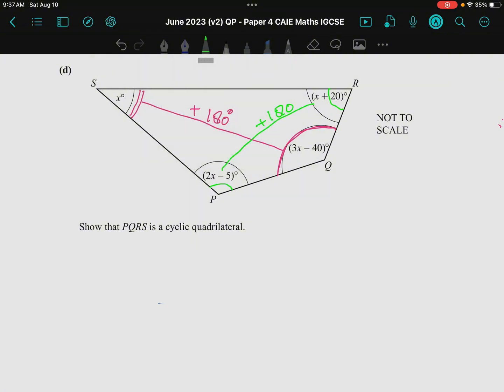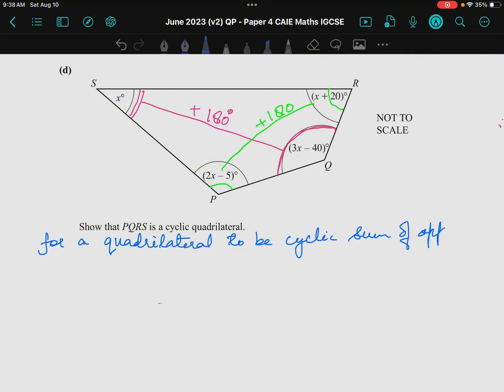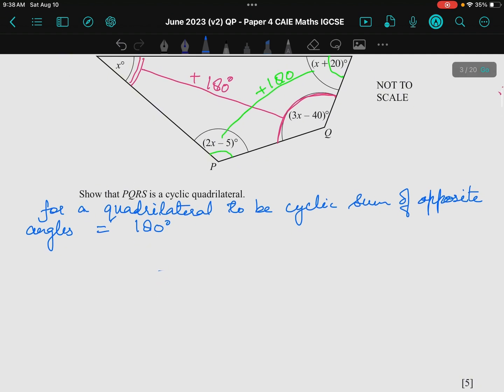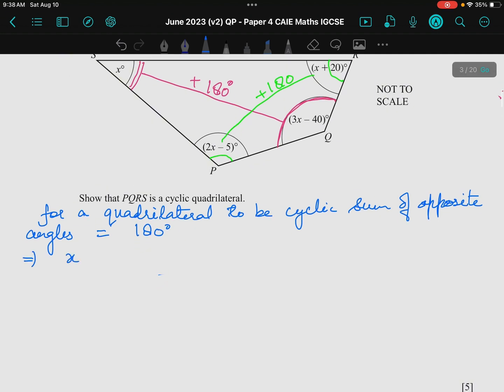so we will write for a quadrilateral to be cyclic, sum of opposite angles is equal to 180 degrees. So it implies x degrees plus 3x degrees minus 40 degrees equals 180 degrees. From here you can find the value of x.